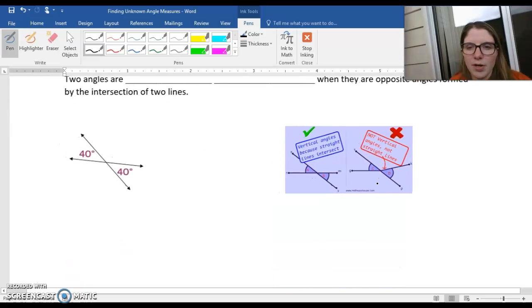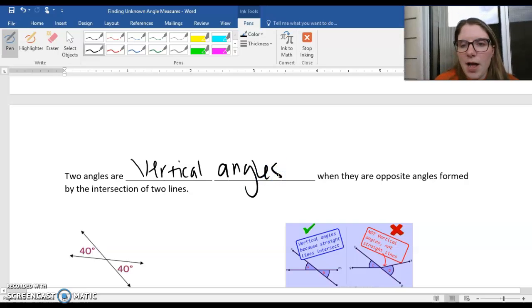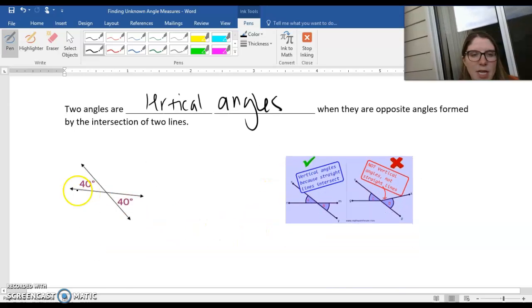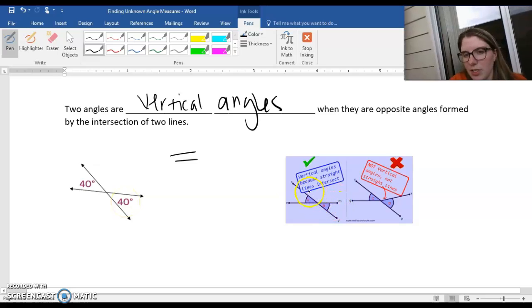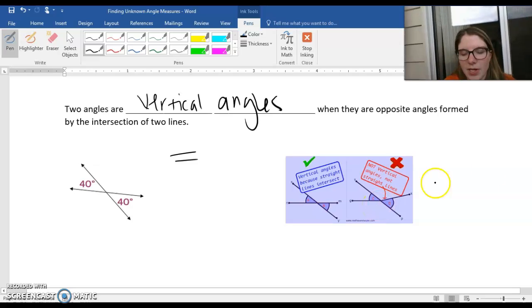Two angles are vertical angles when they are opposite angles formed by the intersection of two lines. So if you notice, you have two lines and then the angles when they're vertical, they equal each other. So when they're right across each other, they would both be 40. So like over here, they show that these two lines were straight, so that the angles opposite are equal to each other. These ones, the lines are not straight, so these ones would not be vertical angles.